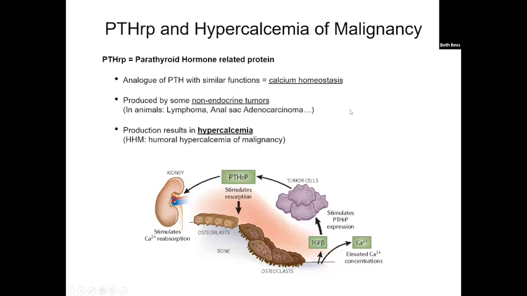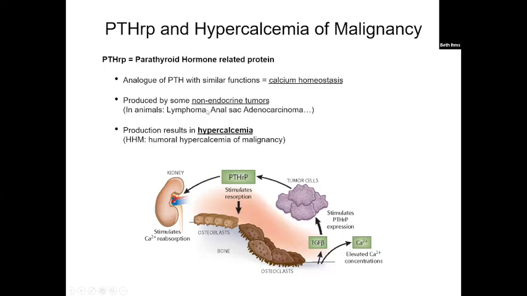It is responsible for calcium homeostasis, except since it's being produced by a tumor and not a parathyroid, it's putting you out of calcium homeostasis instead of into it, right? So the tumor produces this, it goes into the bloodstream, it stimulates the same things that PTH would stimulate, and you end up with hypercalcemia. So, hypercalcemia of malignancy.